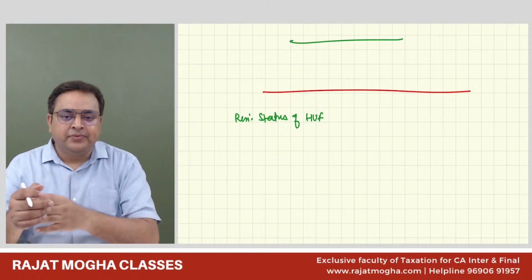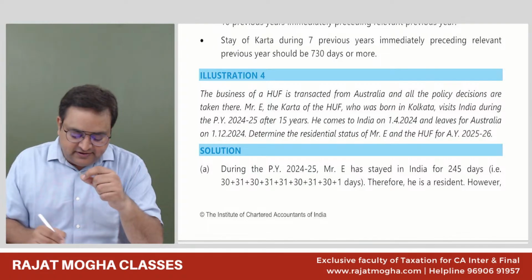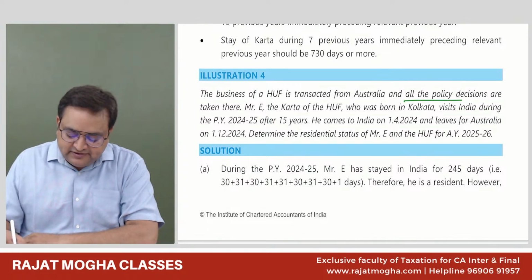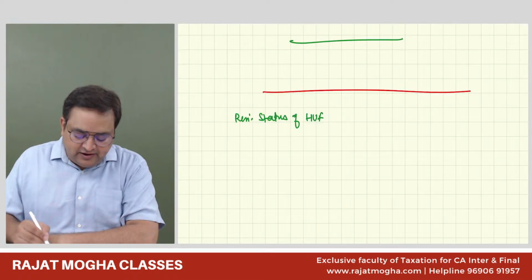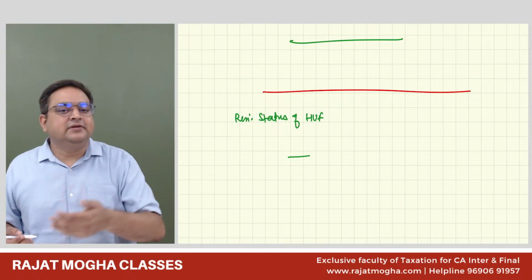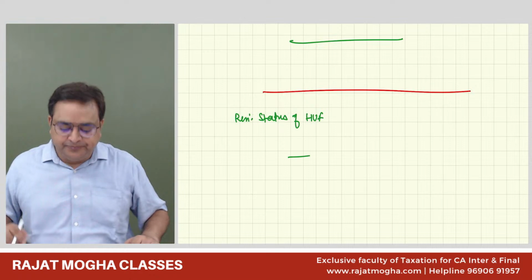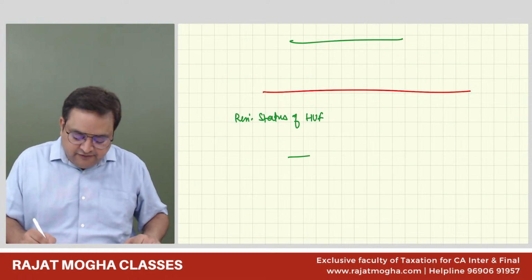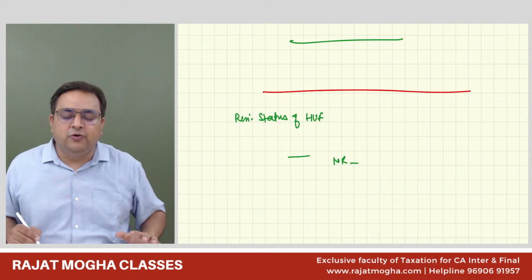then this HUF will become resident. But in this case, since the entire control and management is outside, and they are saying that all the policy decisions are taken there, the HUF will become non-resident. If they become non-resident, would you like to see whether ordinary or not ordinary? No. Once a person becomes non-resident, we don't check ordinary or not ordinary. Our answer will stop there. So this HUF will become non-resident in this previous year because its entire control and decisions are taken from outside India.